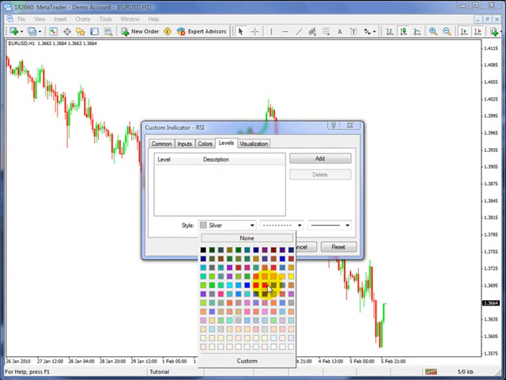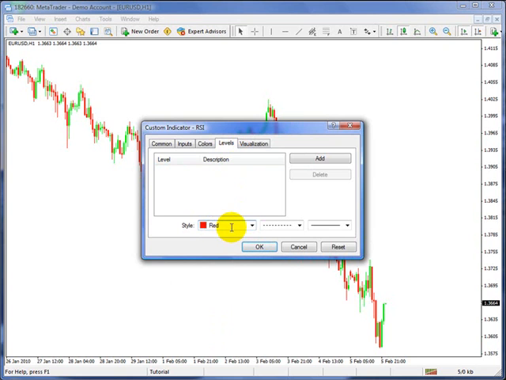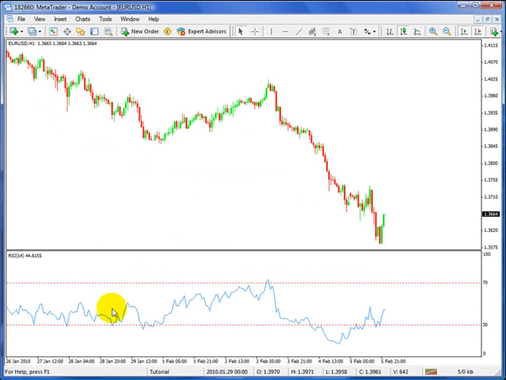Now I use red for my actual style colour, and then what I want you to do is click on add, and I want you to type in there 30 and click on add once again, click on add again, and then I want you to type in there number 70, once again click add, and then click OK, and that's now going to put the RSI, as you can see, on your charts.